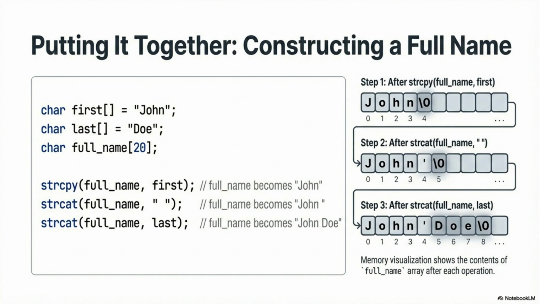To construct a full name, we use `strcpy` to place the first name, then `strcat` to add a space, and finally `strcat` again to append the last name. This visualizes the memory changes after each step.